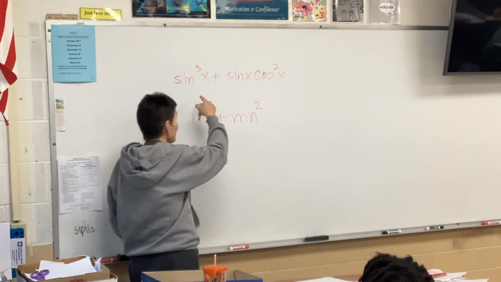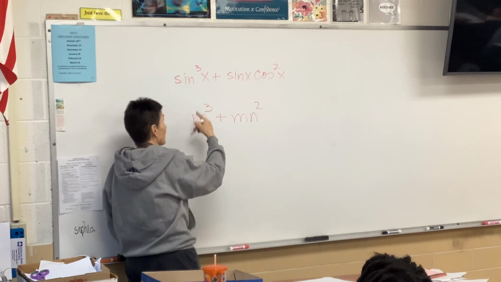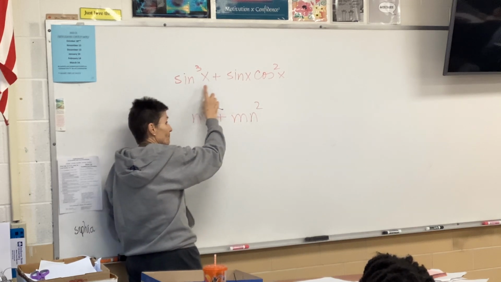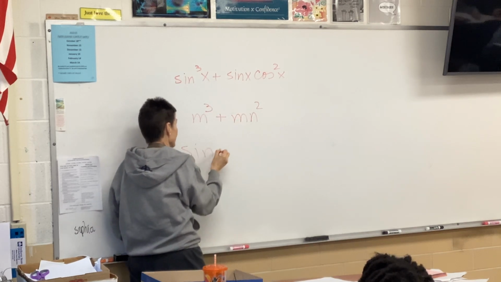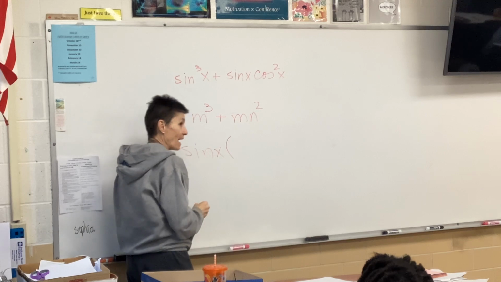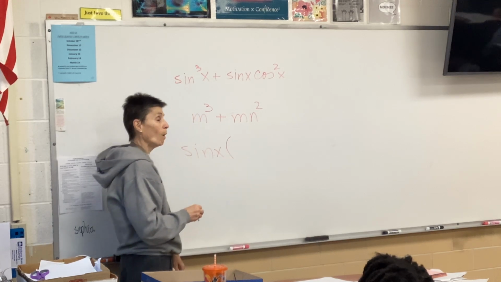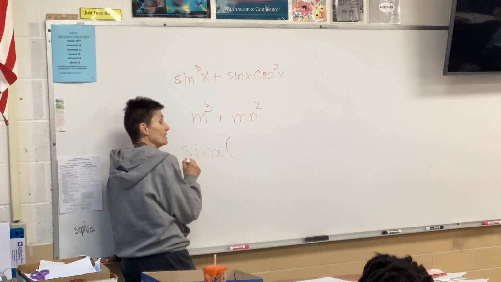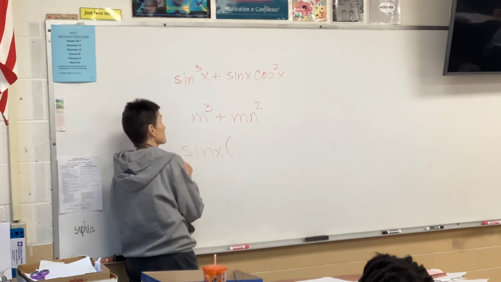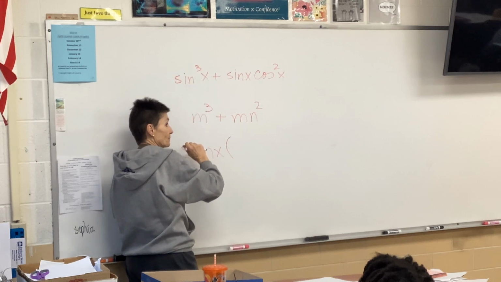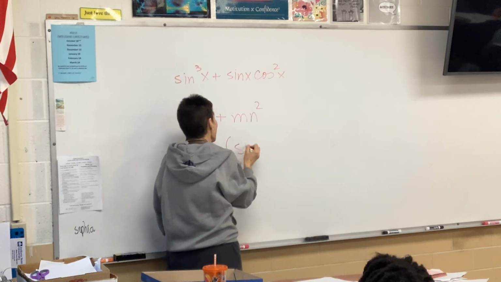So in my problem, obviously I don't have m's, what am I going to take out? What do they both have? Sine. So I'm going to take out a sine. I'm going to factor it out. I'm going to factor out sine x. What will I have left if I take out a sine x? Well, what will I have left here if I take out a sine x? Sine squared x.